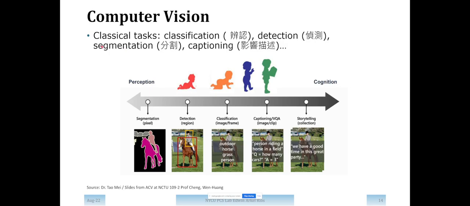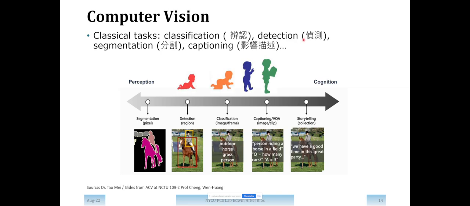So there are a lot of tasks in computer vision, but these are probably the most common ones. Starting with classification: if you are given an image, we want to predict what category the image is. For example, in this image we can see there's a horse, a person, and grass. If you look at the back, there's also a car.